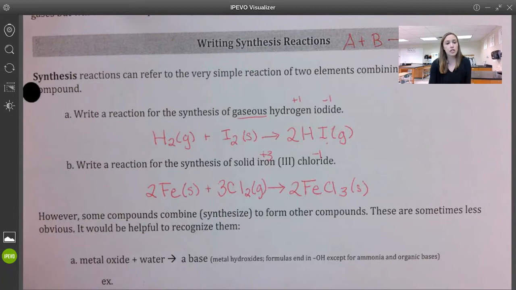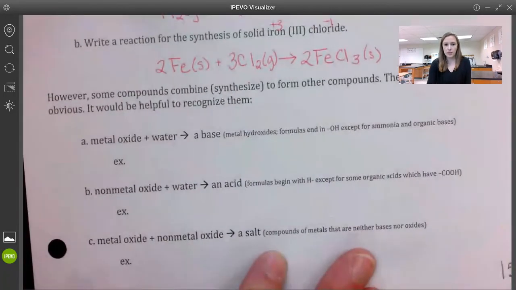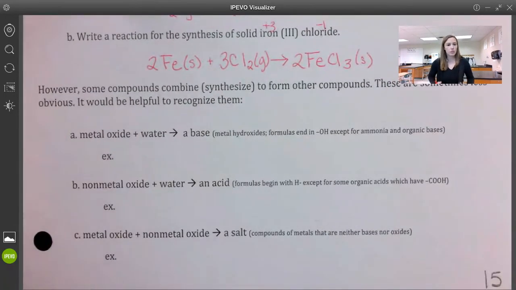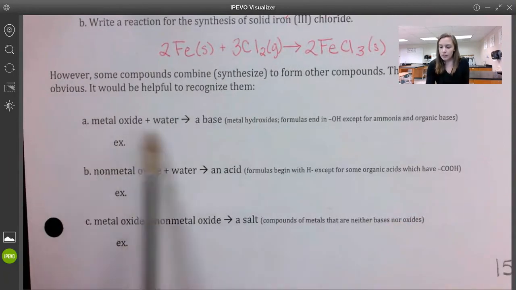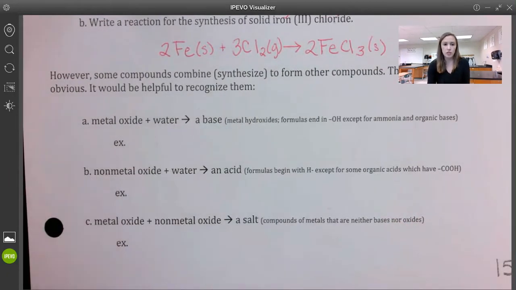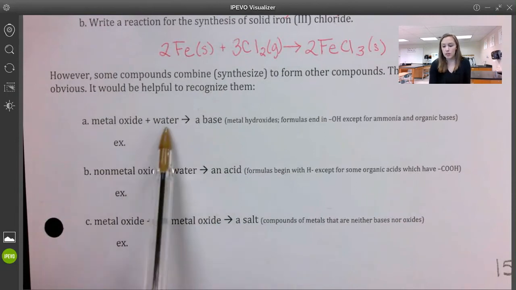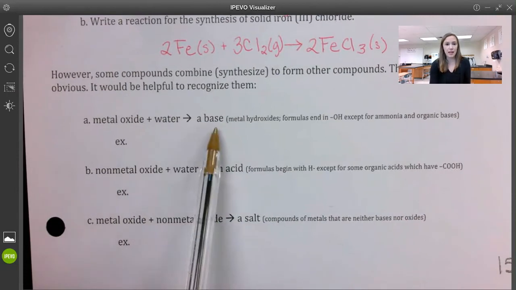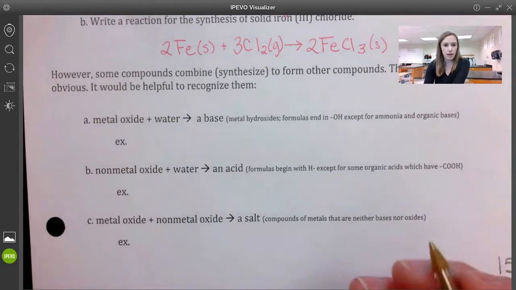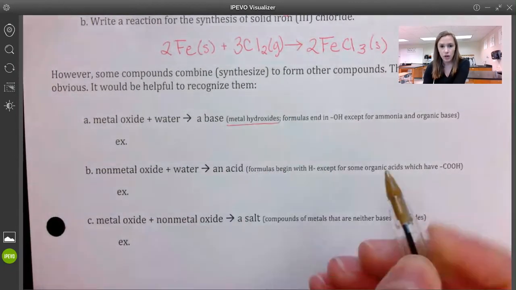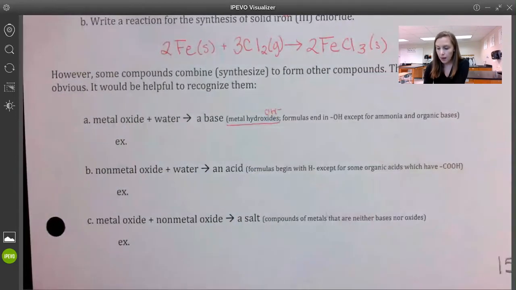Now, I do want you to just be aware, because this is going to come up throughout the year, of some little facts: we can synthesize compounds from other compounds. So just some common examples, and we'll add to this list as we go throughout the year, are these 3 on here. In this first one, we have a metal oxide, so we're going to have a metal with oxygen. It's going to be adding to water and producing a base, which for you guys, because we haven't done acids and bases yet, is just a metal hydroxide. Remember, hydroxide is a polyatomic ion that has a -1 charge.